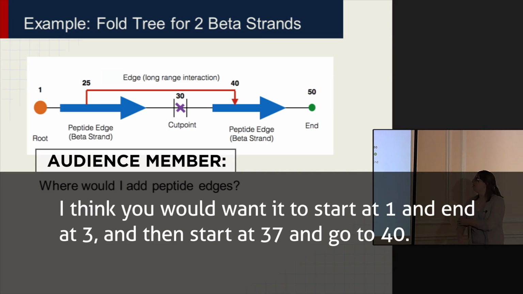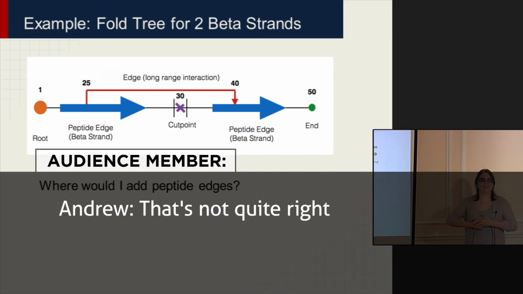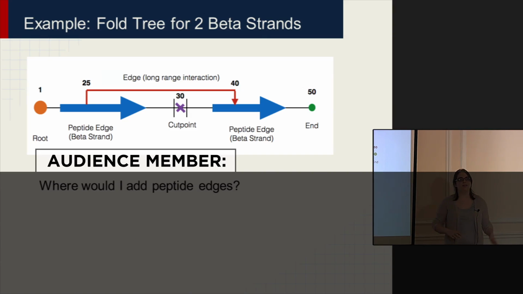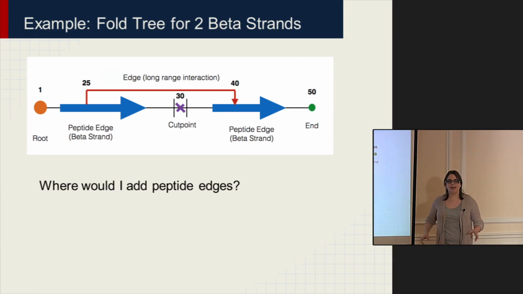Right. Yeah. So that's not quite right. I guess I'm having trouble with when the position from 30 to 40 would be updated. Right. So you're definitely going in the right direction. So the difficulty is what happens from 30 to 40. Yeah, that's going in the right direction. Think about what different peptide edges you might add to fix that problem.